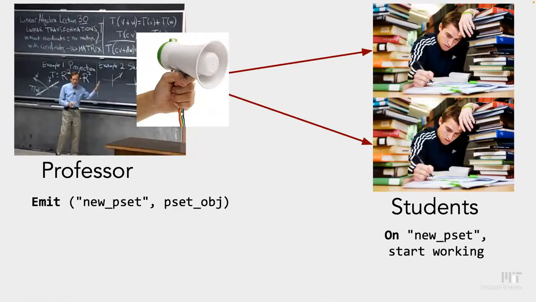We might have an example of a professor who is posting a new piece set. So they would emit a new piece set, and the data they would emit is just the contents of that piece set.